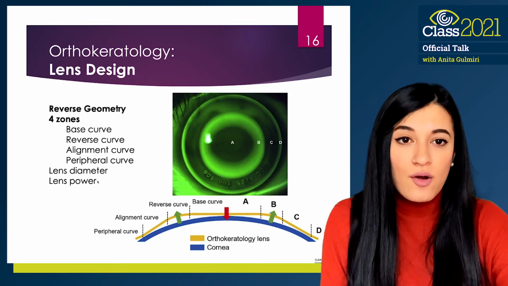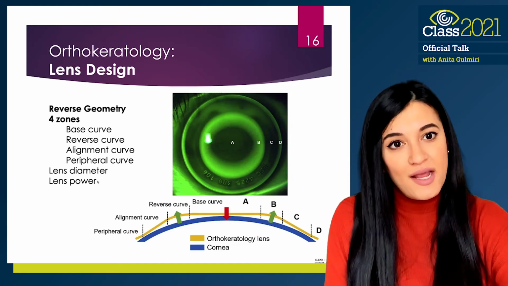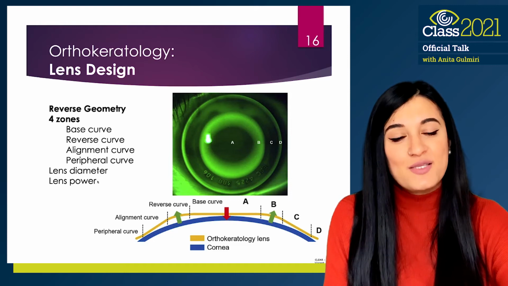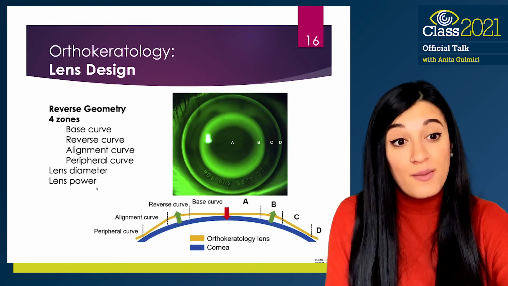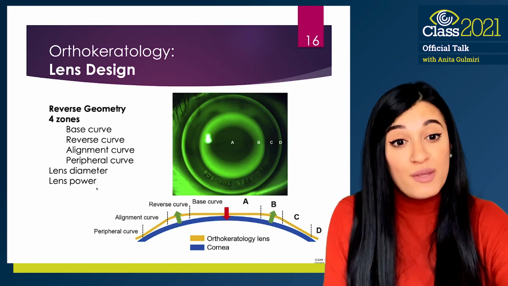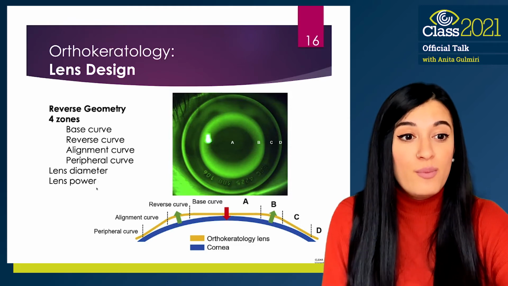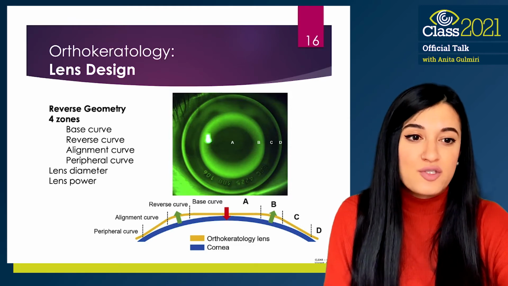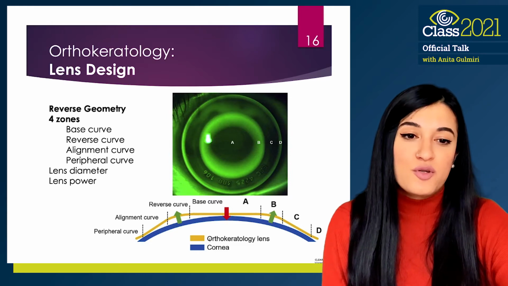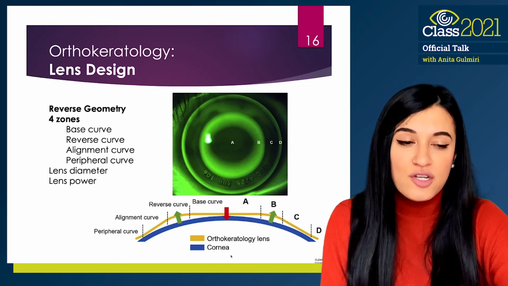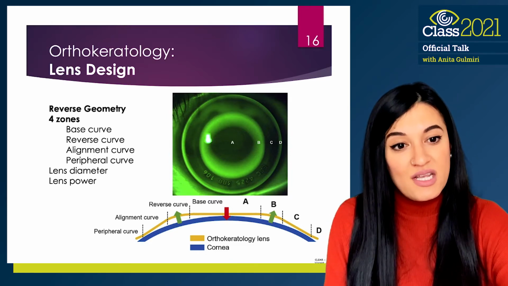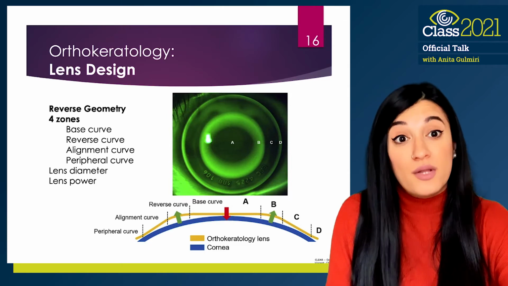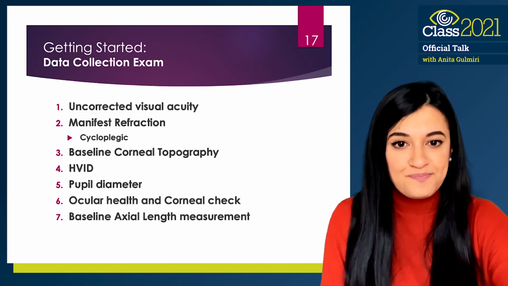The lens diameter also contributes to proper stability and centration, and then the lens power will depend on the base curve, but it will be equivalent to the amount of regression factor. So if you're making the lens 1 diopter flatter than the myopic correction to allow for optimal vision as the day proceeds, your lens power will be +1 diopters.